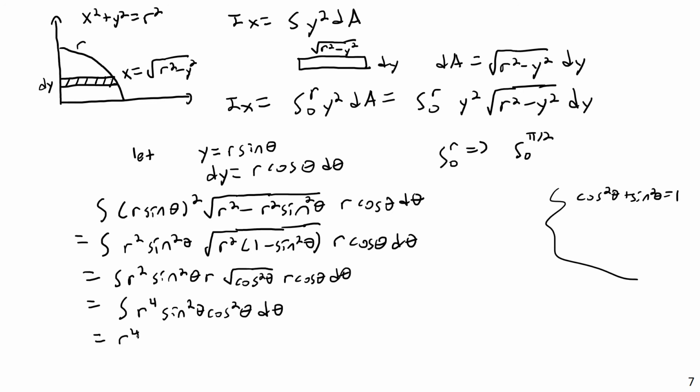And so then what I can do is pull out this r to the 4th. The reason I can do that is because, notice, this is an integration in terms of theta, and so r is a constant in this context. So this would be r to the 4th times the integral of sine squared theta cosine squared theta d theta. And looking at this just reeks of half angle identities and double angle identities and all that kind of stuff.